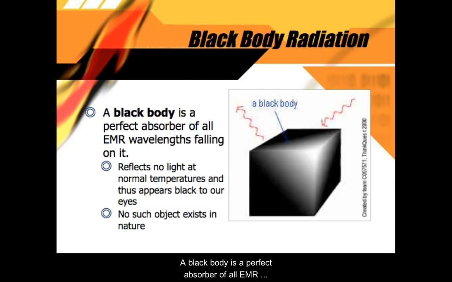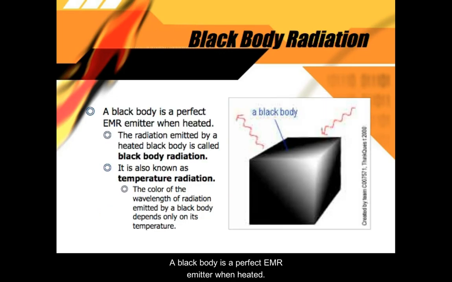A black body is a perfect absorber of all EMR wavelengths falling on it. It reflects absolutely no light at normal temperatures and thus would appear to be black to our eyes. It should be noted that no such object actually exists. A black body is a perfect EMR emitter when heated. The radiation emitted by a hot black body is naturally called black body radiation.